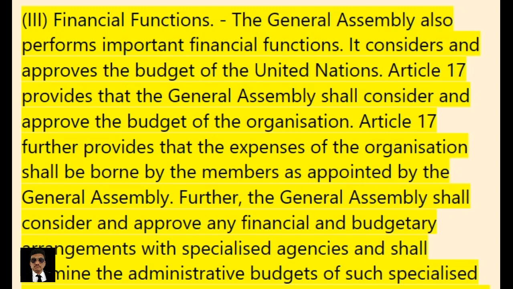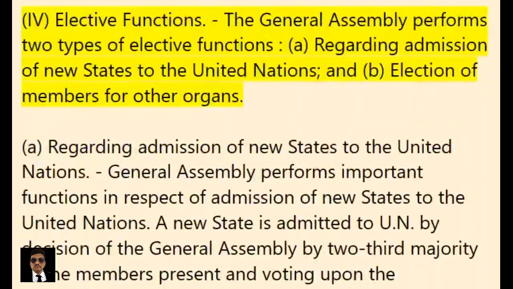4. Elective functions. The General Assembly performs two types of elective functions. a. Regarding admission of new states to the United Nations, and b. Election of members for other organs.